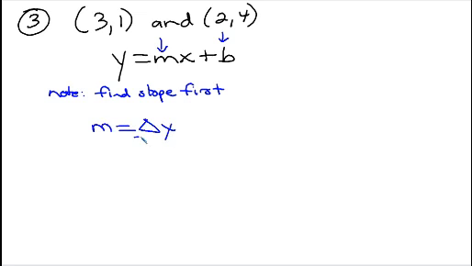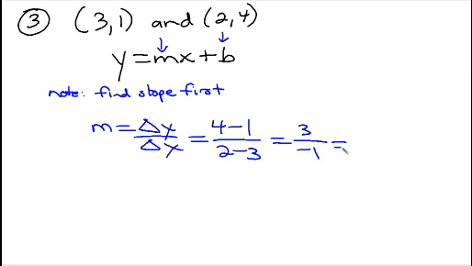Finding the slope is delta y over delta x. So I'm going to subtract the y's. Delta means subtract, we said. So that would be 4 minus 1. And if I do 4 minus 1, I have to do 2 minus 3. That's the change in x. 4 minus 1 is 3. 2 minus 3 is negative 1. The slope is negative 3. Once you've found the slope, it's just like the first 2 problems.